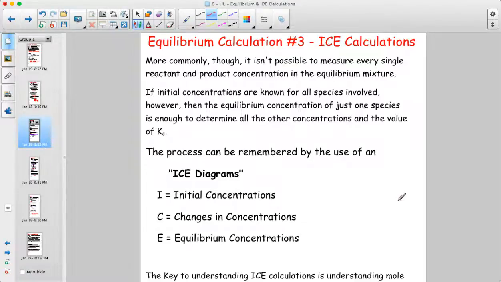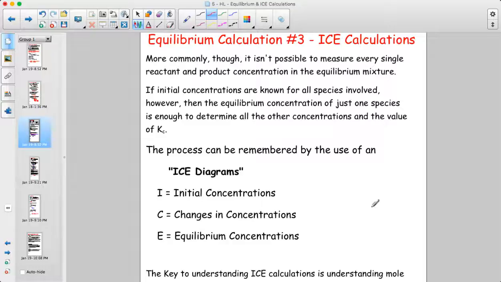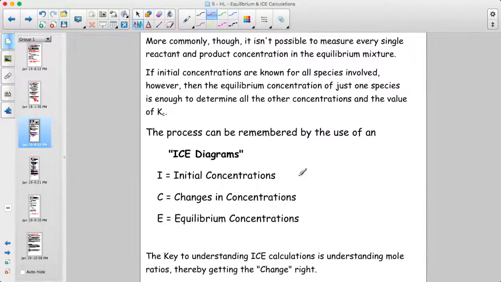Not sure if you can hear this in the video, but I am now listening to Vanilla Ice, Ice, Ice Baby, because we're going to do our ICE calculations. It's going to be horribly distracting, but we're going to try to get through it.